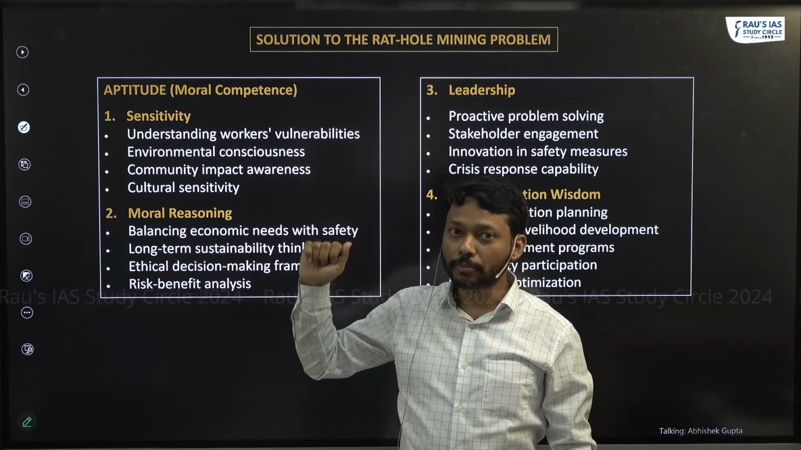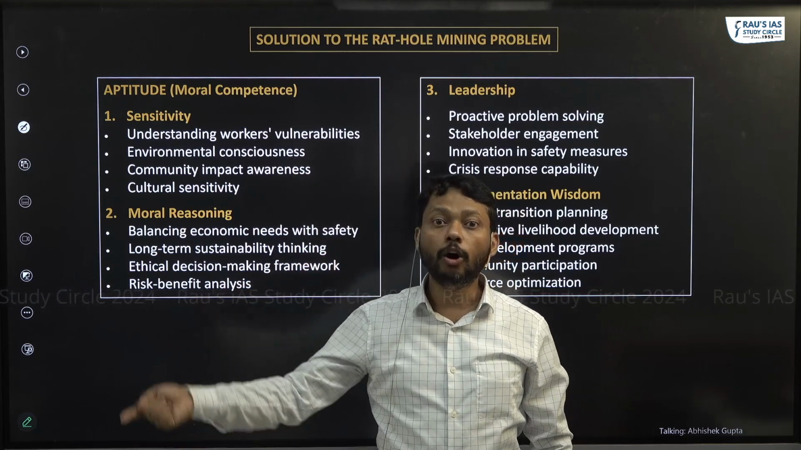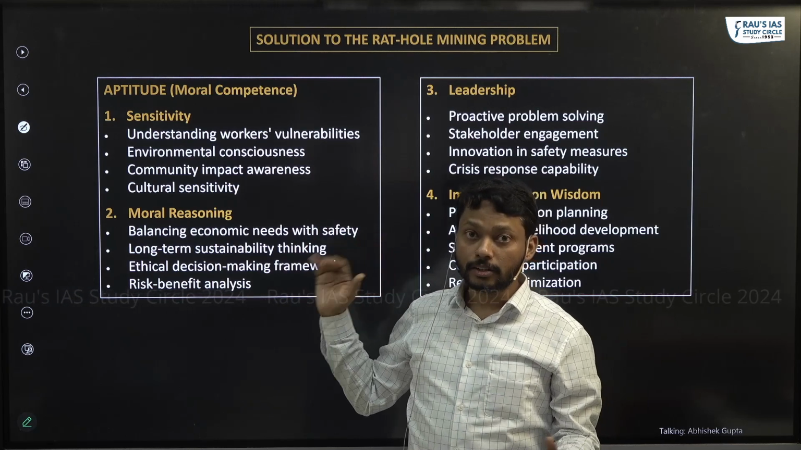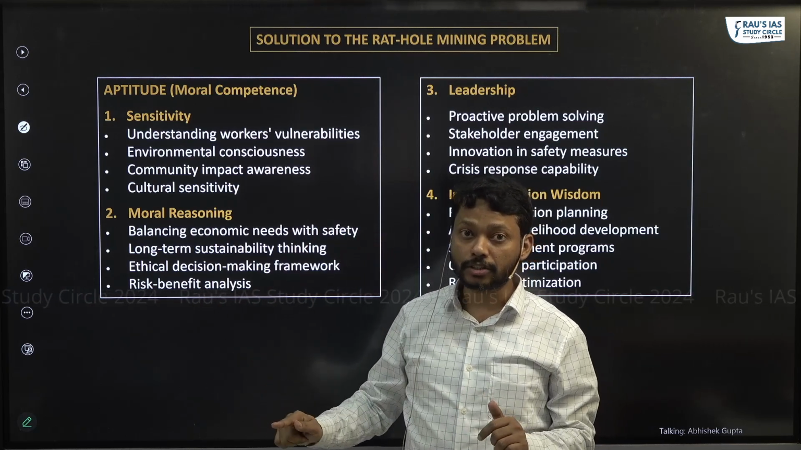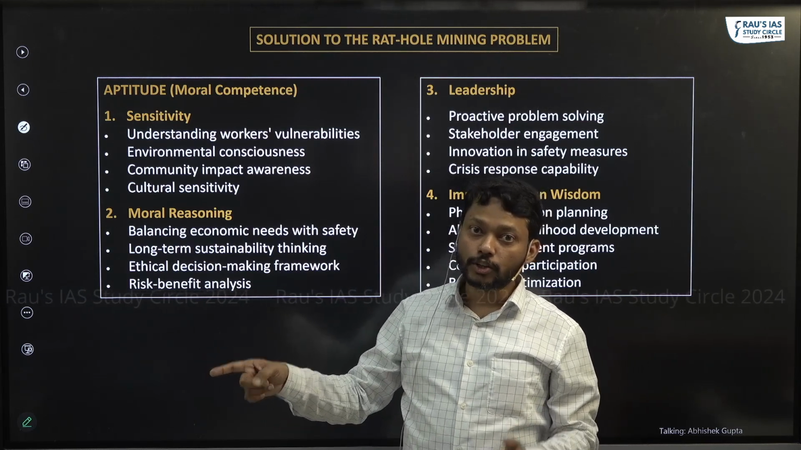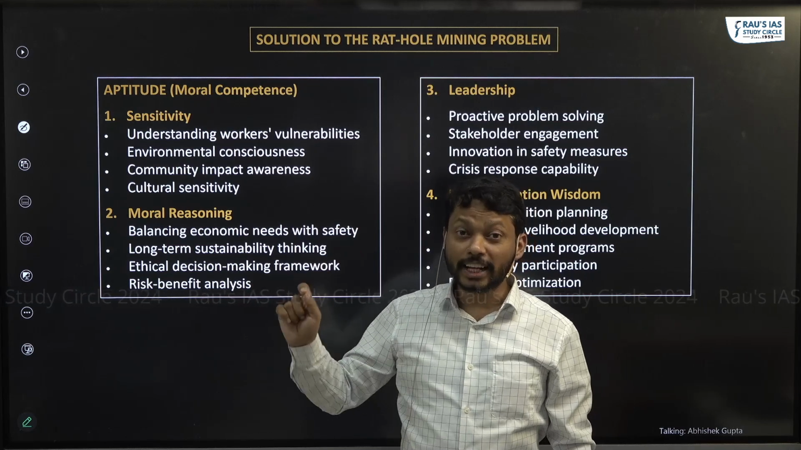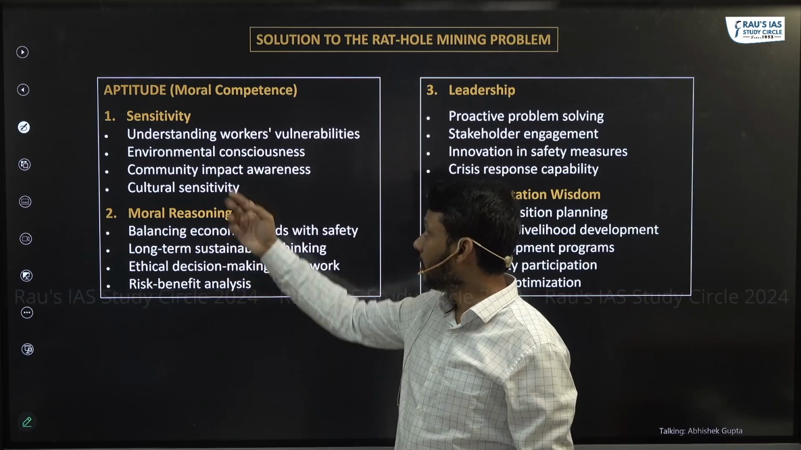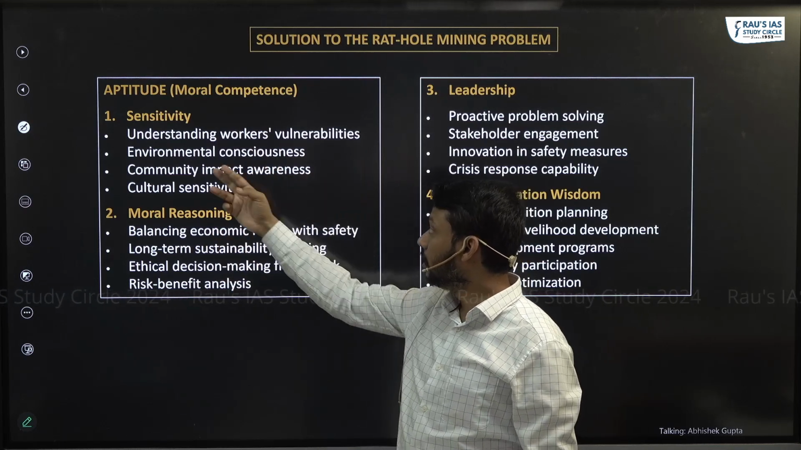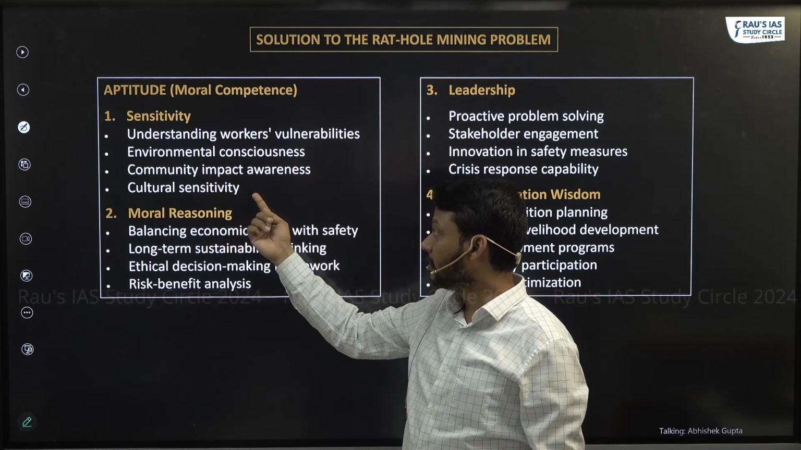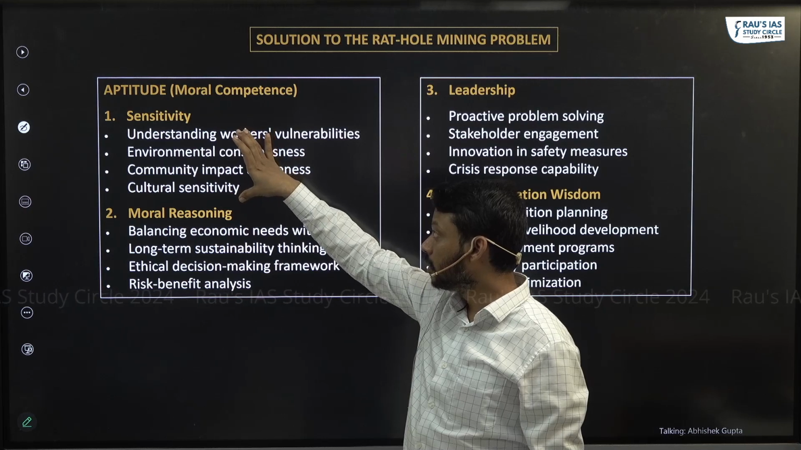The more sensitive you become, the more perception of the problem of others will be clear to you. You can perceive the problems and sufferings of others. And hence you will improve the standards. Ethics will improve. So each one of them, aptitude in general, they nurture ethics and integrity. So moral sensitivity is required, like understanding workers' vulnerabilities, environmental consciousness, community impact awareness, cultural sensitivity, sensitivity to people, sensitivity to surrounding. That is the fundamental thing.